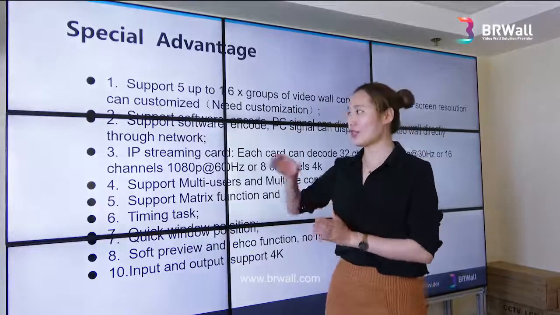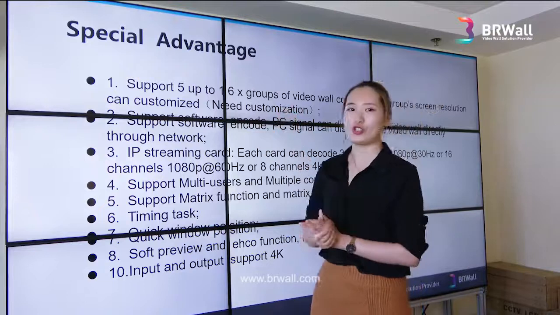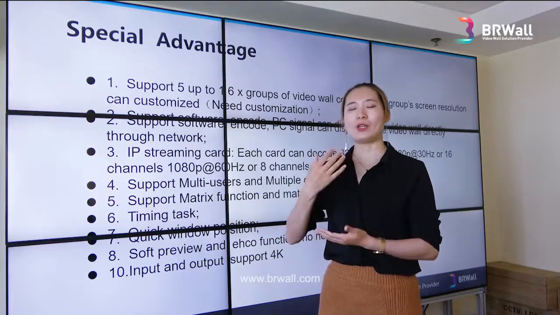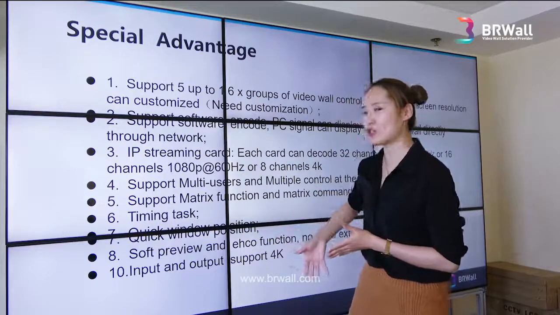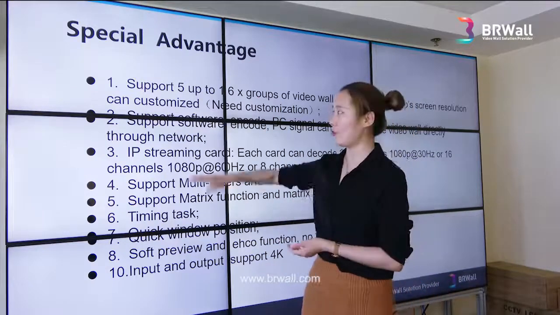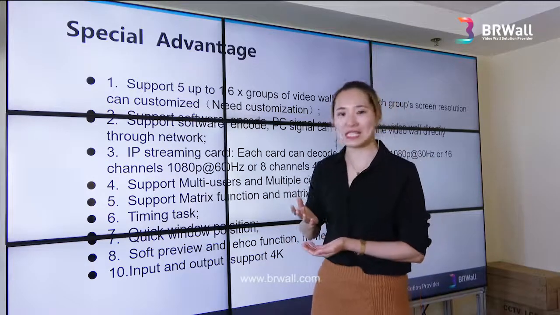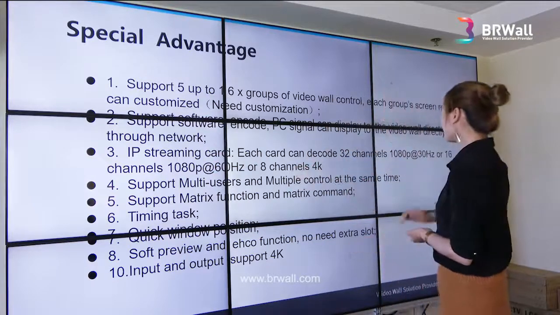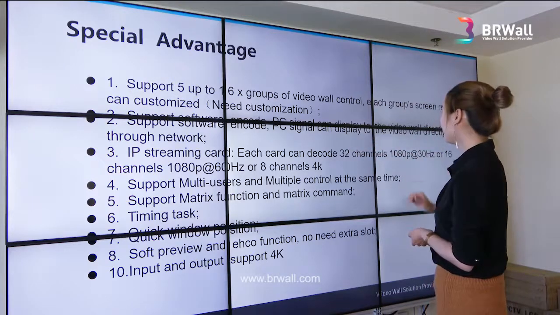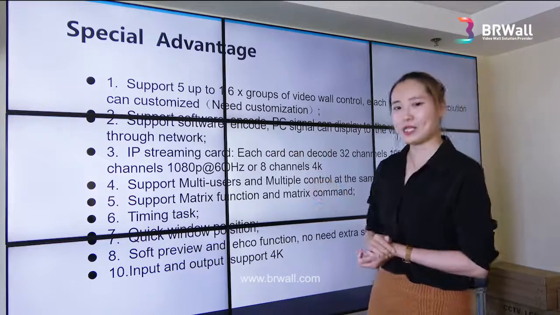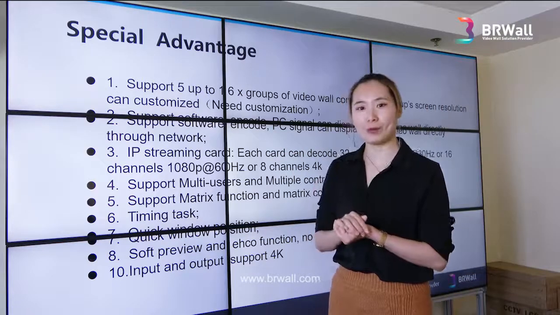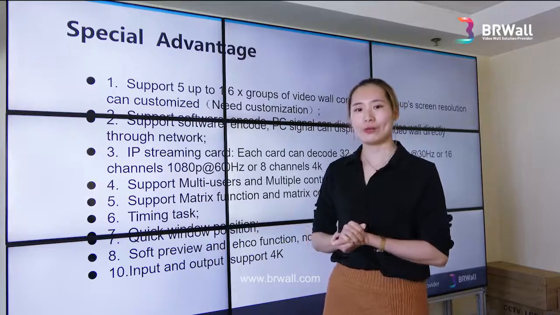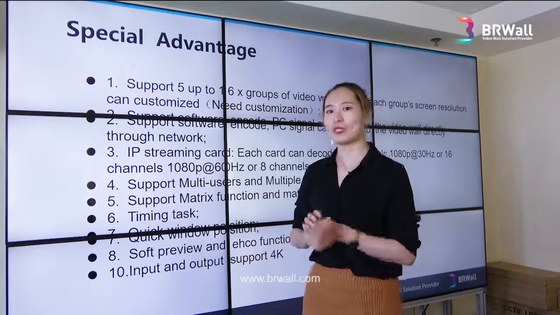At the end, we summarize some advantages of our video controller that can help you win the bid. If you have a project that needs our support, we have big documents and some special advantages to help you win the bid. For example, we support 5 different groups up to 16, and software encoder, which is network capturing. Also, a PC signal can display on the video wall directly through the network. For the IP streaming card, we support 4K cameras and 4HD cameras. The 4HD camera will support 32. If you have 720 resolution, we can support 64 cameras with just one card.